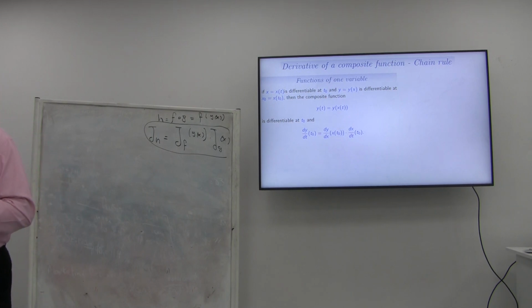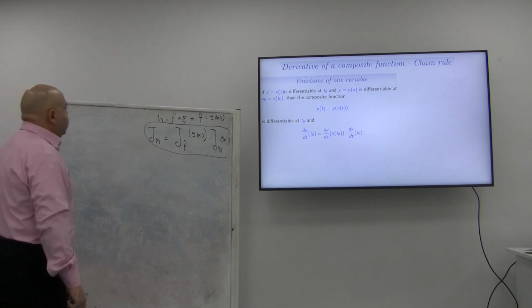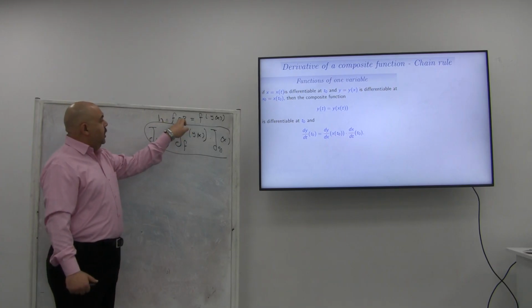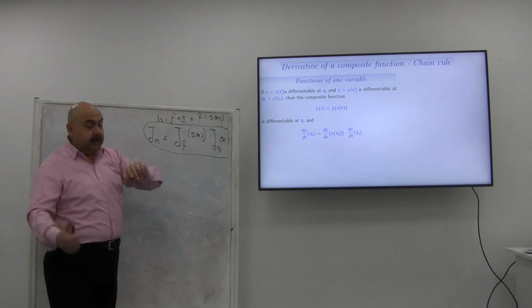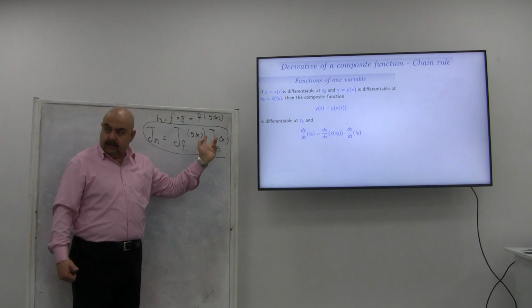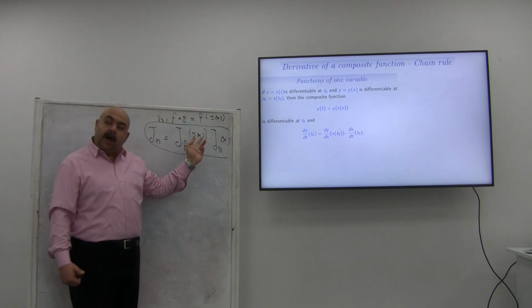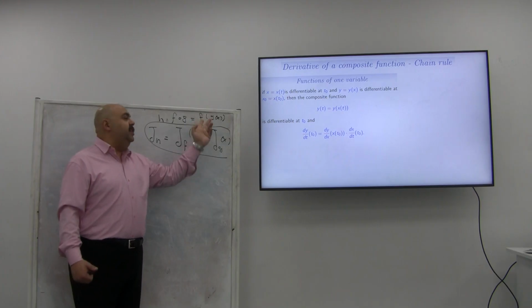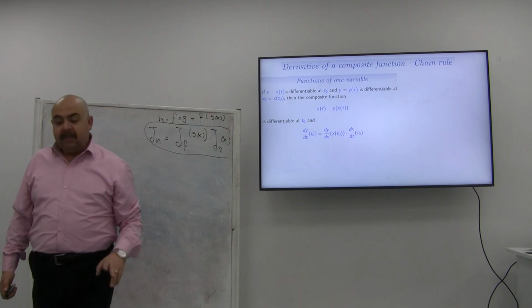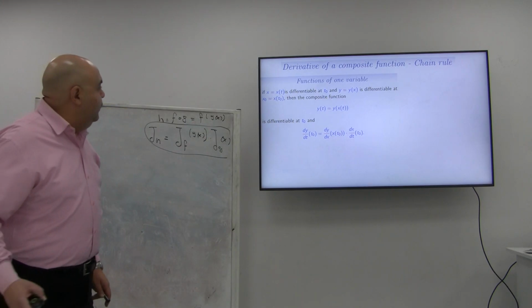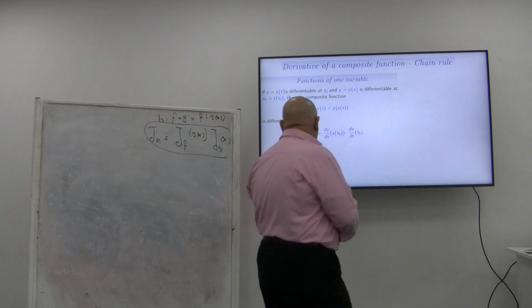Once more, if I need f composite g, I will get the Jacobian of the outer function, then make the replacement with g of x, times the Jacobian of the interior function. So it's really very simple, and all of this is stated right here.